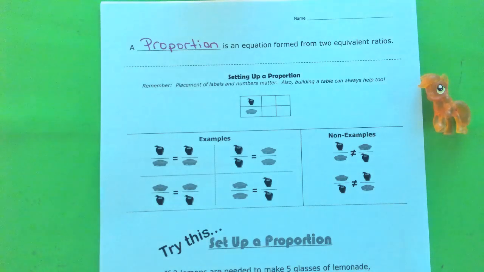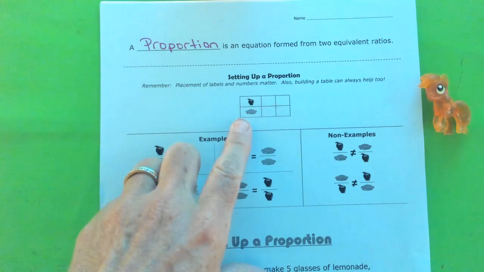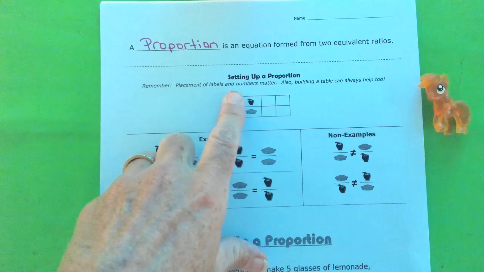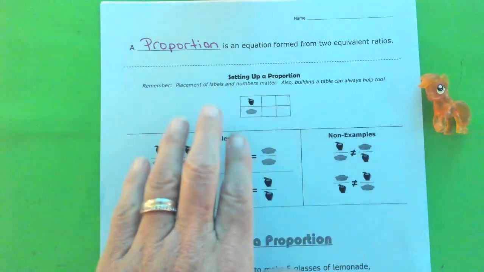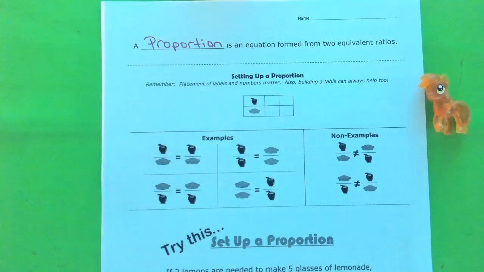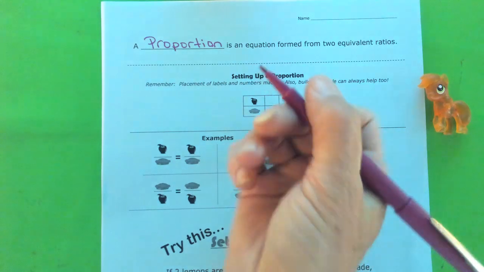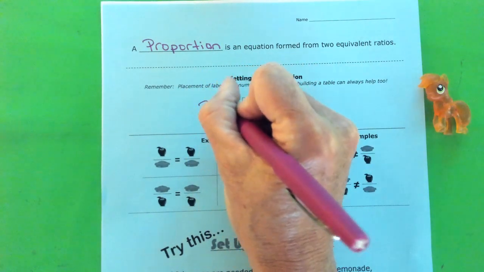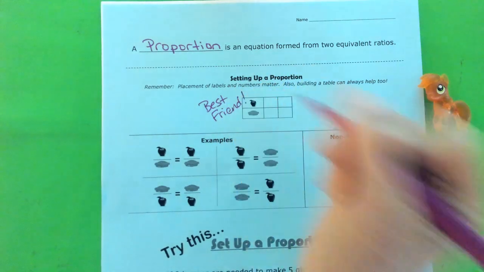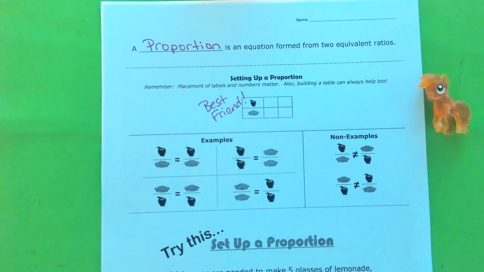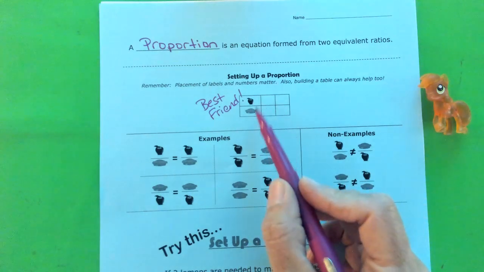If you recall, when we set up our proportion last week, I think it was, we had apples and we had pies. And remember, the placement of labels and numbers do matter. Also, building a table can also be helpful too. This is my best friend table. Ta-da. So if you ever hear me say, build your best friend table, that's what I'm talking about. So it's basically like an EFT chart with labels.